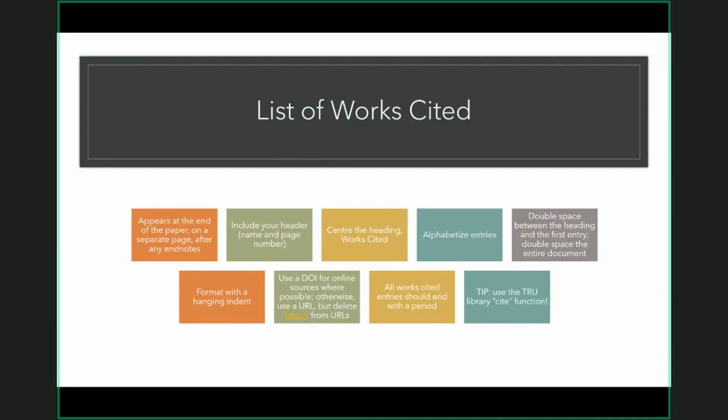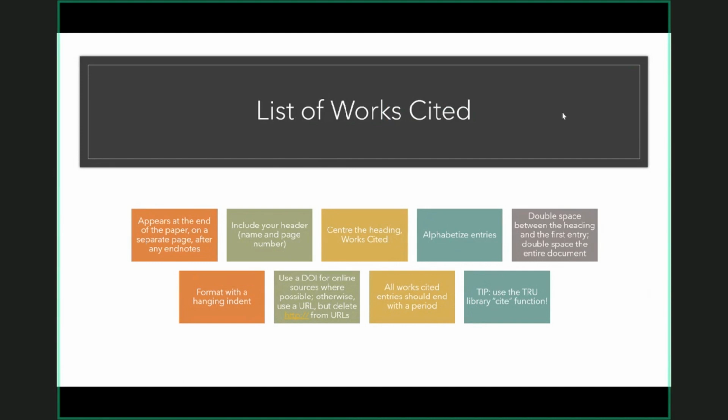Nothing at all. Your Works Cited page always appears at the end of your paper on a separate page. Make sure you've also included your header on the last page. Works Cited should be centered at the top, and the entries should be alphabetized. The entire document should be double-spaced and formatted with a hanging indent.